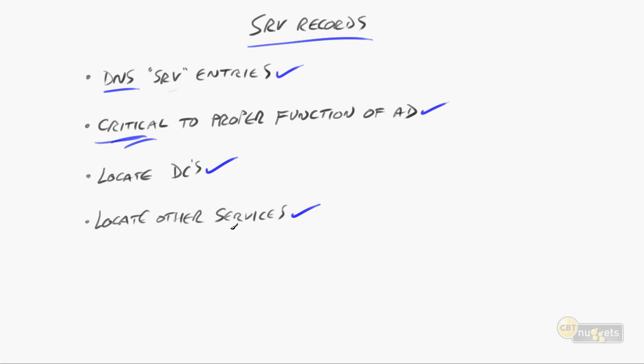They can also be used to locate other services, such as you can create an SRV record for Lync services. This is a communications type of server. Timothy Warner here at CBT Nuggets has just a smashing new series on Lync Server, so you might want to look that up. But that's just some other things. You can also use them besides Active Directory specifically.